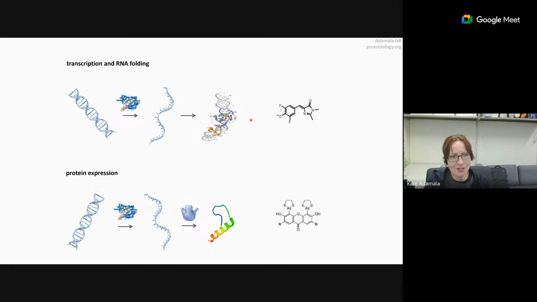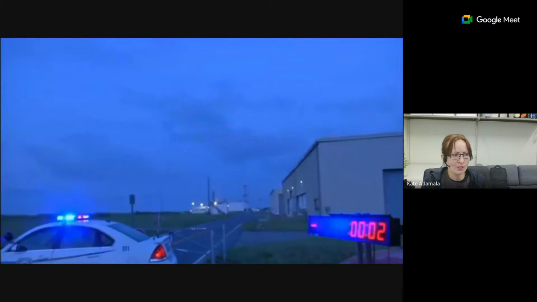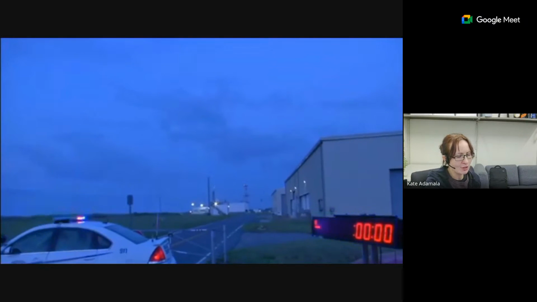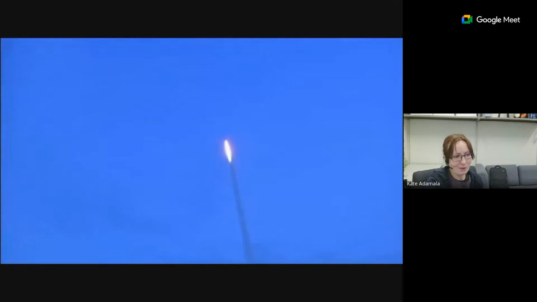Here we use the broccoli aptamer, and we used it in a lyophilized form. So we basically freeze-dried it, stored it at room temperature. We also encoded a protein expression system under the same conditions. And we stacked it on a sounding rocket. And here's the video that I want to show you, because I was up at 3 a.m. watching that video, and now I'm showing it to everyone.